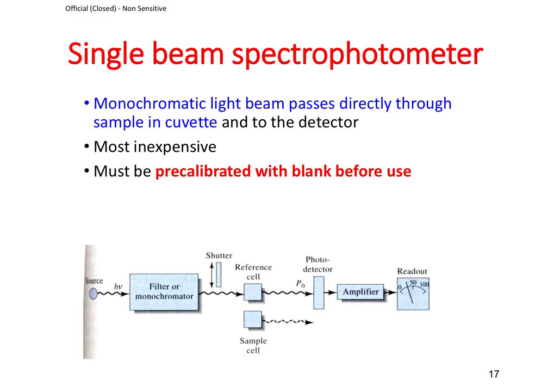But the downside is it may be less accurate because it cannot correct for fluctuations in the middle of the experiment. For example, the light intensity may change during the experiment. It may fluctuate a bit, or there may be fluctuations in the sample's absorbance over time. A single beam spectrophotometer must also be pre-calibrated with a blank before use, and you all are very familiar with this. Before you put the sample in, you must first put the blank in and press auto zero on the machine.